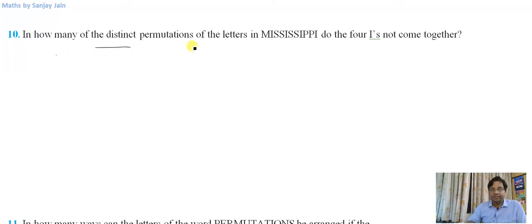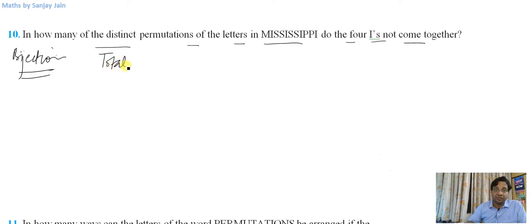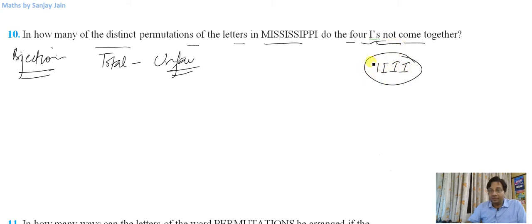In how many distinct permutations of the letters in Mississippi do the four I's not come together? So we have studied about the bijection rule, where if we want to calculate the favorable ways, we can calculate it like this: total minus unfavorable. So I'll put these four I's together and find the number of arrangements and subtract them from the total number of arrangements.